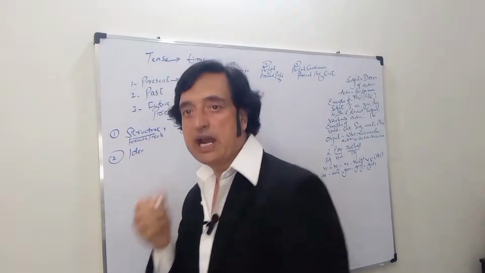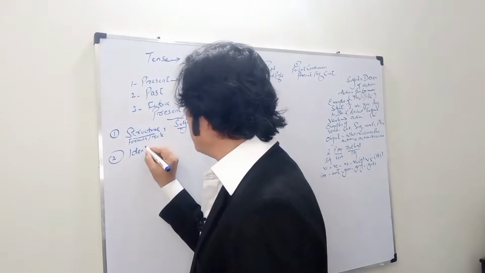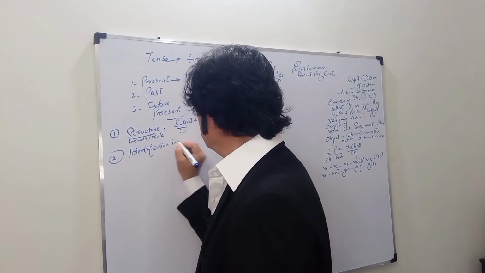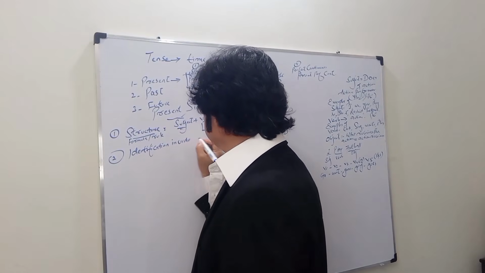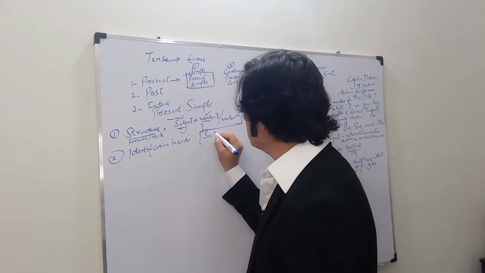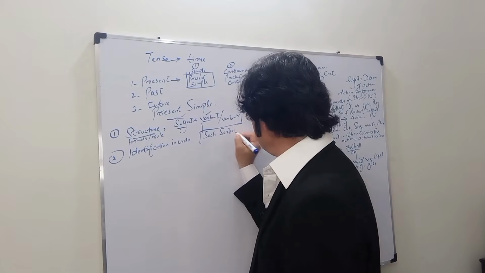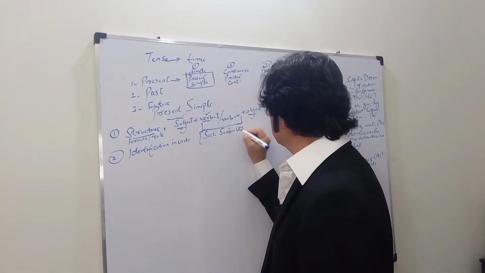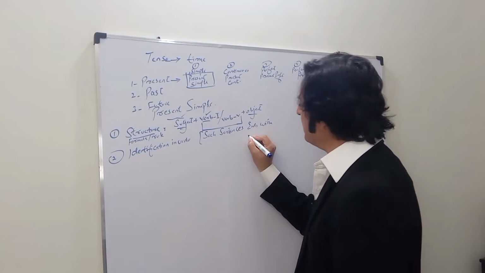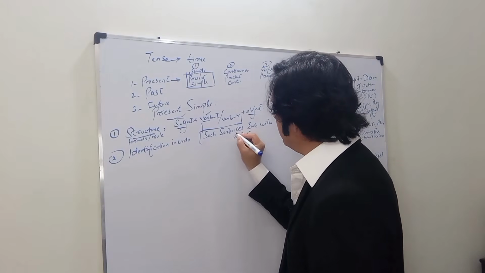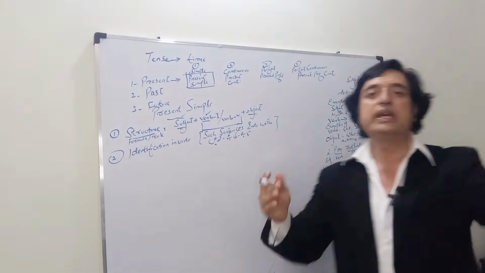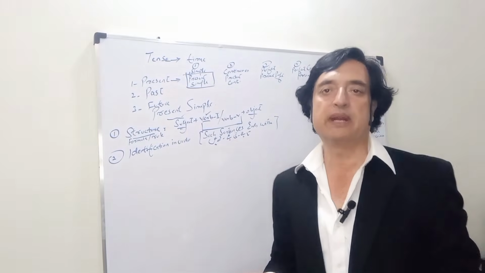How do you identify? Identification, pehchan in Urdu. So how do I identify? Sentences that end with ता है, ती है, ते हैं, etc. So we can understand that it is the present simple tense.